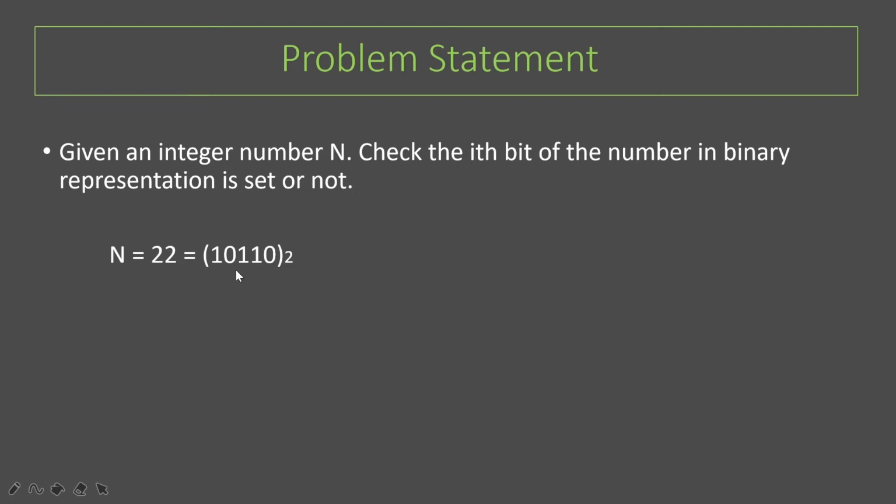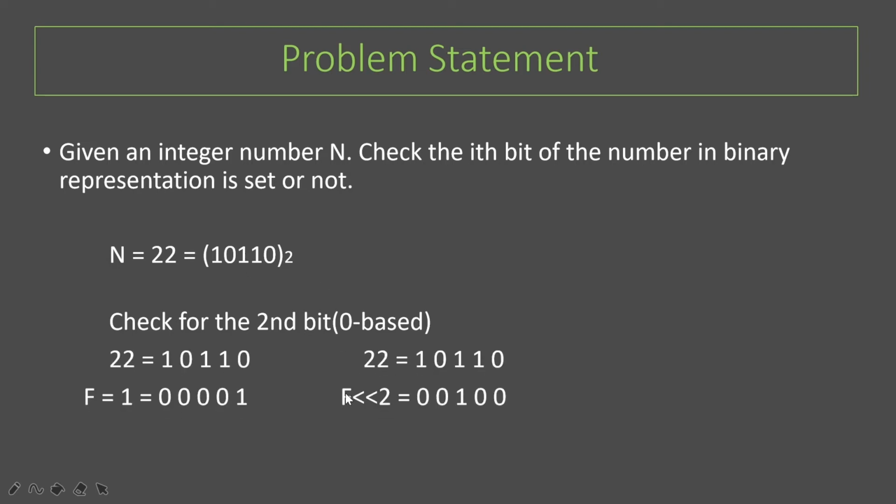This is the binary representation of 22: 1 0 1 1 0. Suppose firstly we have to check the second bit, which is 0-based indexing. So the second bit will be at index 0 1 2, this one. You can see this bit is set, and set means this bit is 1. So we have to check whether this is 1 or not.